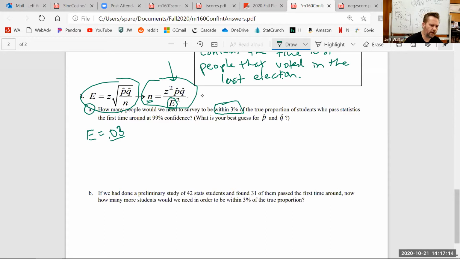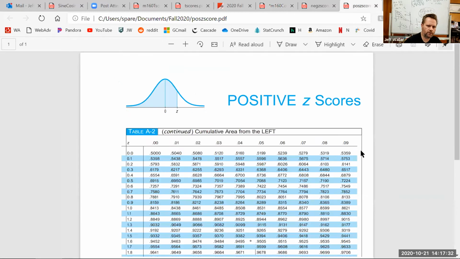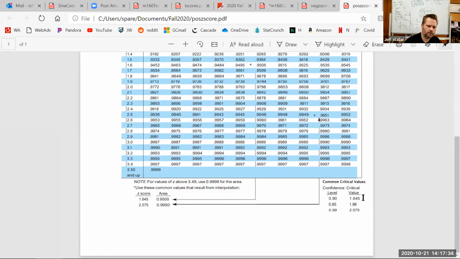How am I going to figure out what Z is? What part of that's going to tell me what Z is? The confidence level. Yeah. And I want to be 99% confident. So if I look at my little baby chart down here, 99% confident is a Z-score of 2.575.